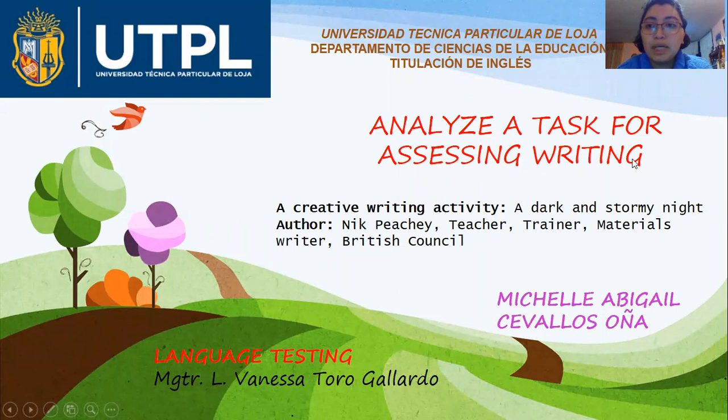Today I'm going to talk about analyzing a task for assessment grading. In this case, I chose one from the web. This task is a creative writing activity called A Dark and Stormy Night. The author is Nick Bichel. He's a teacher, trainer, materials writer, and a member of the British Council.